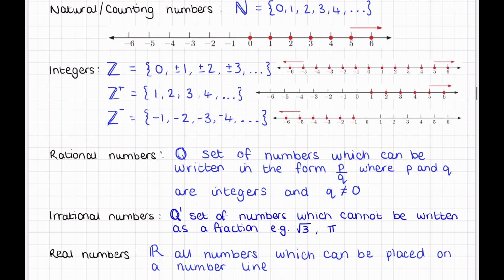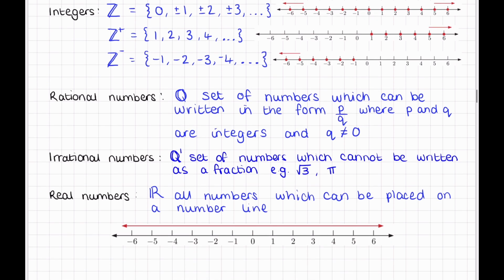Next, we have rational numbers. Now, rational numbers we represent with the letter Q, and it is a set of numbers which can be written in the form P over Q, where P and Q are integers and Q does not equal 0. Putting it really simply, a rational number is a number that we can write as a fraction. So for example, 0.25 is 1 over 4, so it is a rational number. If it can be written as a fraction, it is rational.